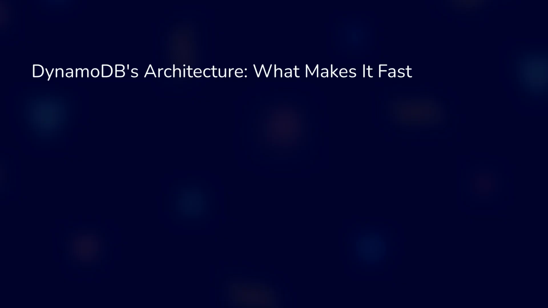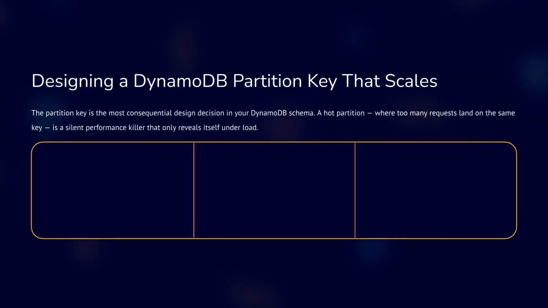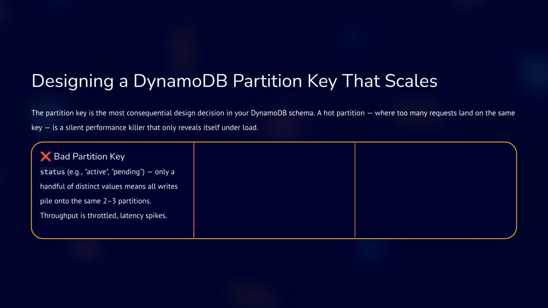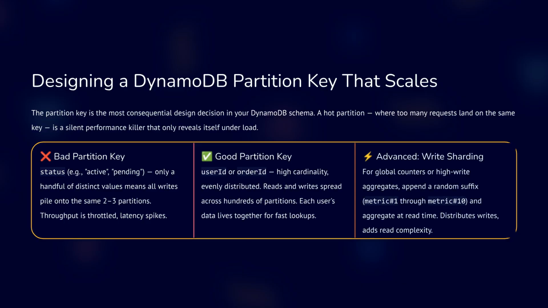The key trade-off is that you must know all access patterns beforehand, as ad hoc queries result in expensive, slow scans. The partition key is critical for scaling DynamoDB. A bad key, like status, causes a hot partition, throttling throughput. A good key, like user ID or order ID, is high cardinality and evenly distributes reads and writes. Advanced techniques like write sharding can help distribute writes for global counters.